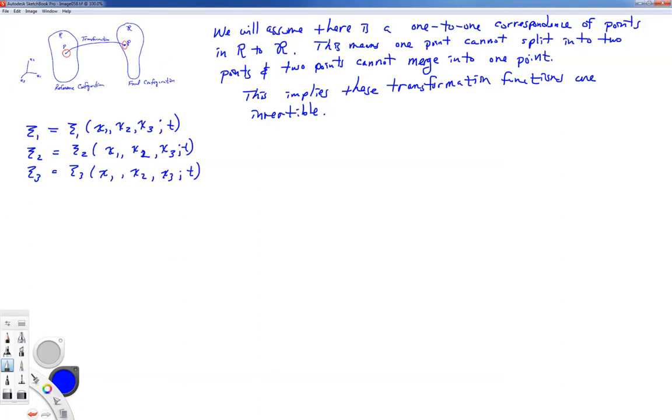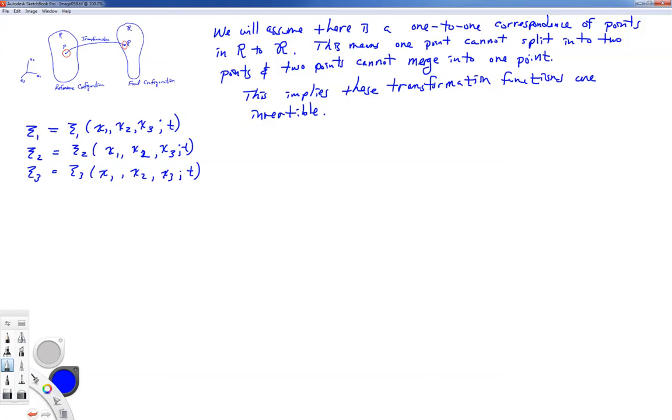So with this assumption that there is a one-to-one correspondence between points in regular R and script R, the reference and the final configuration, the implications of that are that one point cannot go to two different places. One point cannot split into two, and two separate points can't be merged into one single point. That's the basic definition of a continuum.